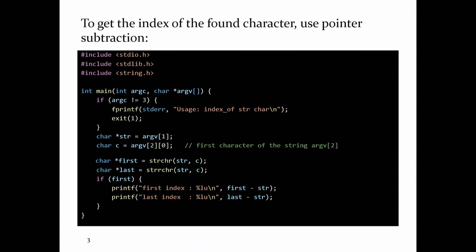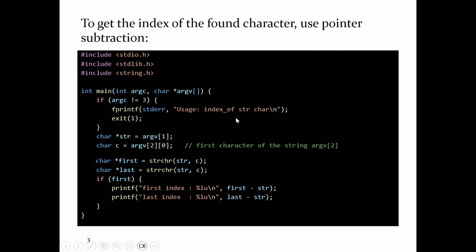Now, if you want the index of that last character, you have to remember that you're getting back a pointer. You can get the index because you can just do pointer subtraction. So here we're going to search a string on the command line for a character that's also specified on the command line.